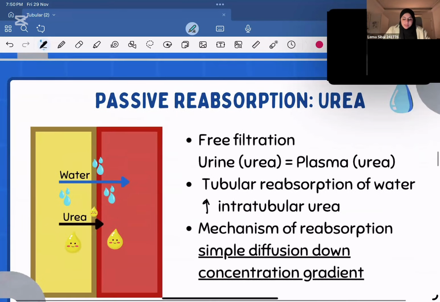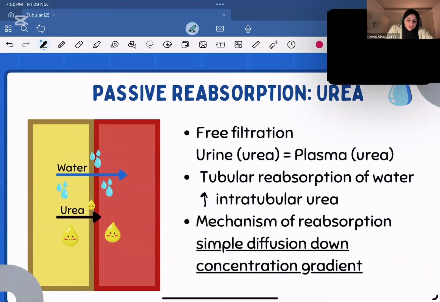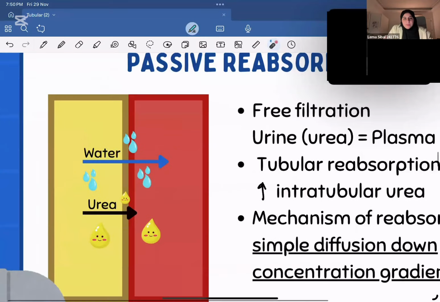I'm going to explain this kind of quickly because she just added this, but what she meant over here is that urea is freely filtered from the Bowman's capsule into the nephrons or the tubes. When urea is in the tubular fluid, water passively diffuses from the tubular fluid into the blood. And this is just by the gradient. It's less water here and more water here, so just normal diffusion.